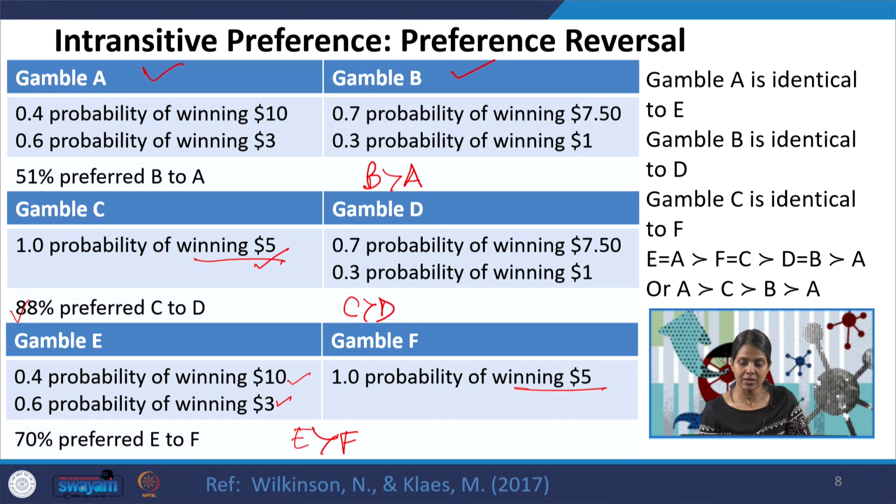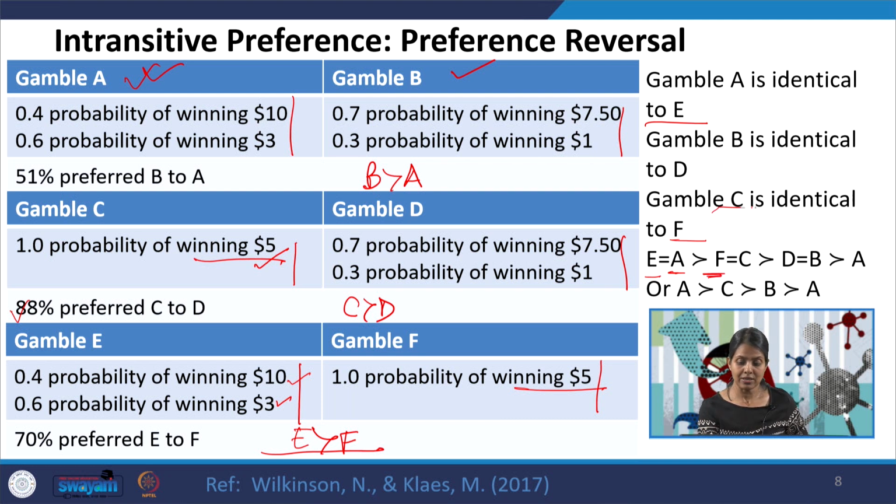Now, what is happening here is that gamble A is identically equal to E. You can see that gamble A and gamble E are identical. Gamble B and gamble D are identical. Gamble C and gamble F are identical, right. Now, if I write the preferences, then we observe that E was preferred to F. So, E equal to A was preferred to F. Now, F is equal to C. So, F and C are identical.